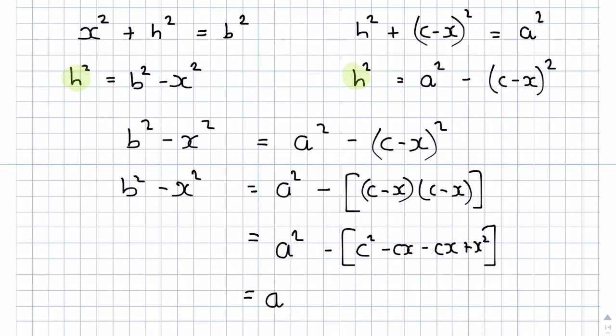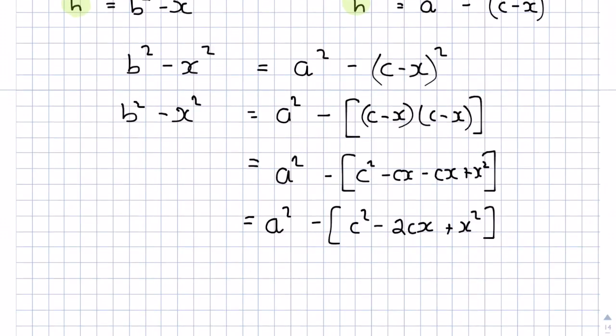So on the right we're left with a squared minus c squared minus 2cx plus x squared. And when I factor in that minus on the outside, we're going to have a squared minus c squared plus 2cx minus x squared. And now let's rewrite the left hand side, b squared minus x squared. So this is where we're at now. It doesn't quite look like the cosine rule yet, but we've a bit more to do here.